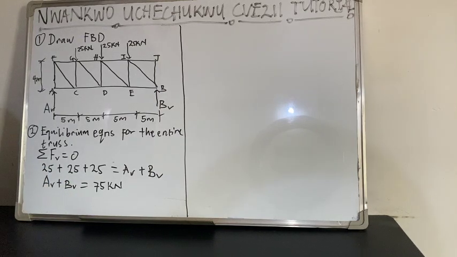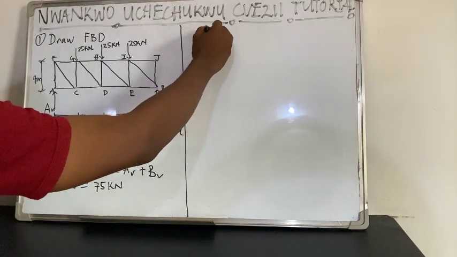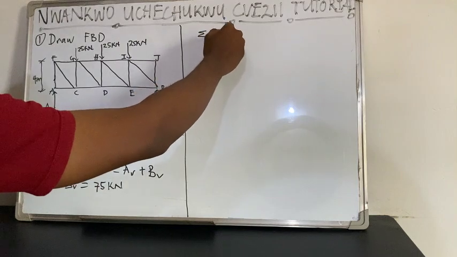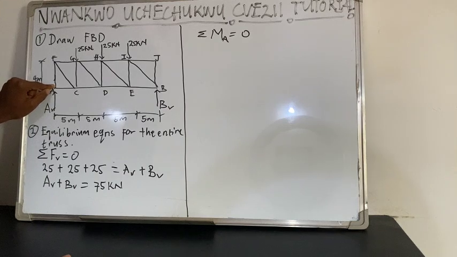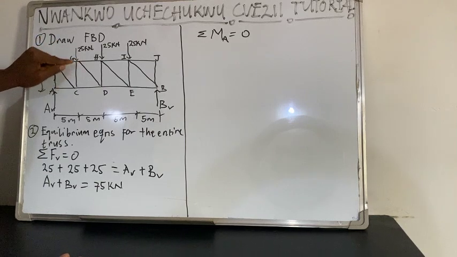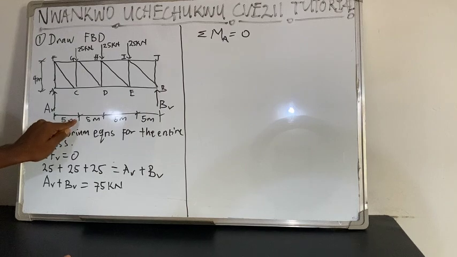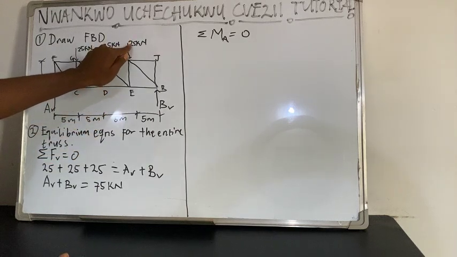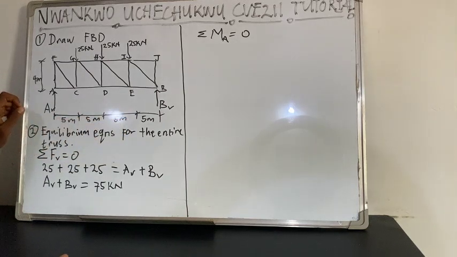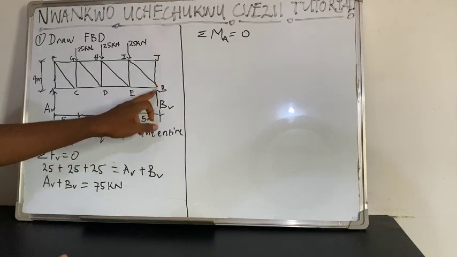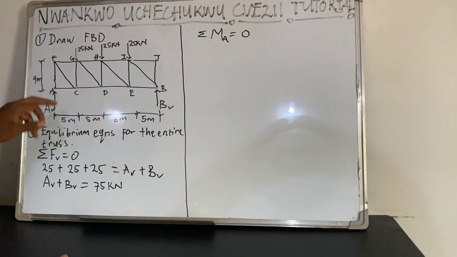This is not enough for us to get the values of AV and BV, so we need to add another equation. We use the moment equation: sum of moments about A is equal to zero. We check all the forces and their distance from A. The first 25 kilonewtons is at 5 meters, the next 25 kilonewtons is at 5 plus 5, that is 10 meters, and the other 25 kilonewtons is at 5 plus 5 plus 5, that is 15 meters. And BV, the last force here, is at 20 meters from A.